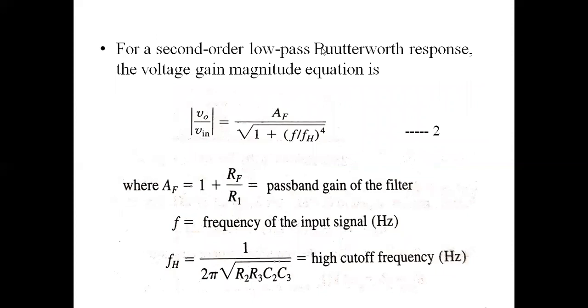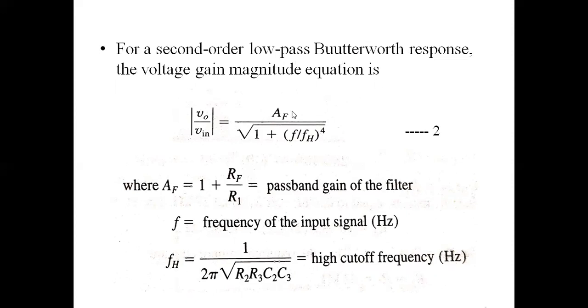Now, for the second order low pass Butterworth response, the voltage gain magnitude equation is given by the magnitude of V naught by V in is equal to AF divided by square root of 1 plus F by Fh to the power 4. Just observe that for the second order filter, the power is 4. Call this equation number 2. This is the magnitude equation for the second order low pass Butterworth filter.